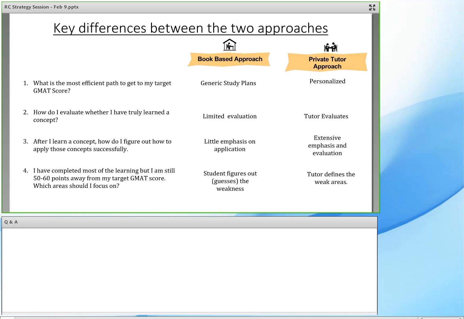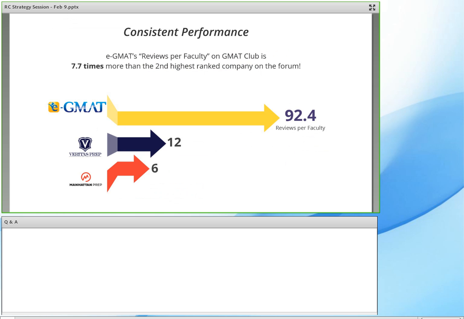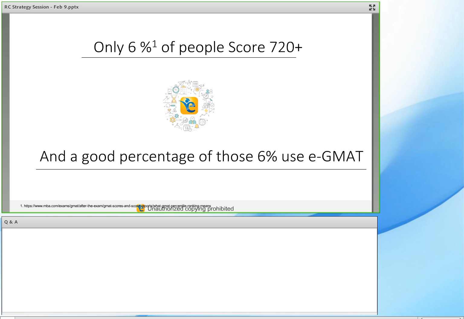So now you can see that while both the approaches teach the same concepts to you, the private tutor-based approach leads to a lot more success. Now, who's created all this content? 4 out of GMAT Club's top 5 rated instructors have created this content. Instructors who've been reviewed a lot more frequently on GMAT Club. So while only 6% of the people score 720 or higher, a good percentage of them do use e-GMAT.